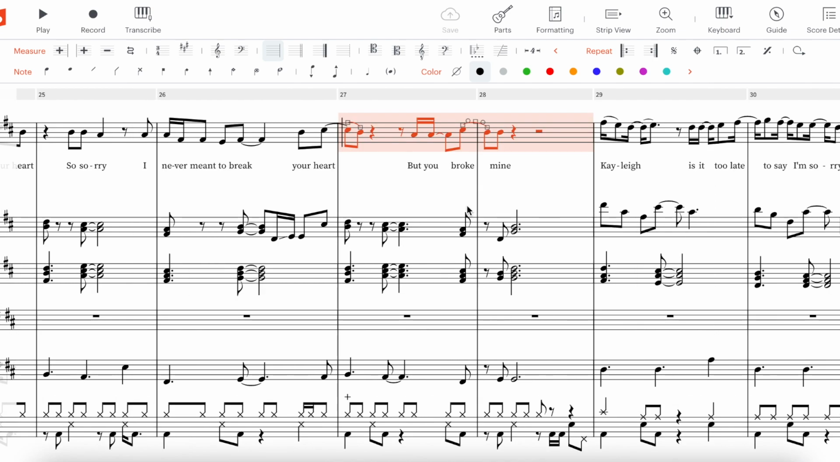After 3 2-measure phrases in the second half of the verse, we get a little extended pause before the line, "but you broke mine," which is significantly shorter than our previous phrases and acts sort of like a period at the end of the sentence, concluding the verse and indicating that something different is about to happen.